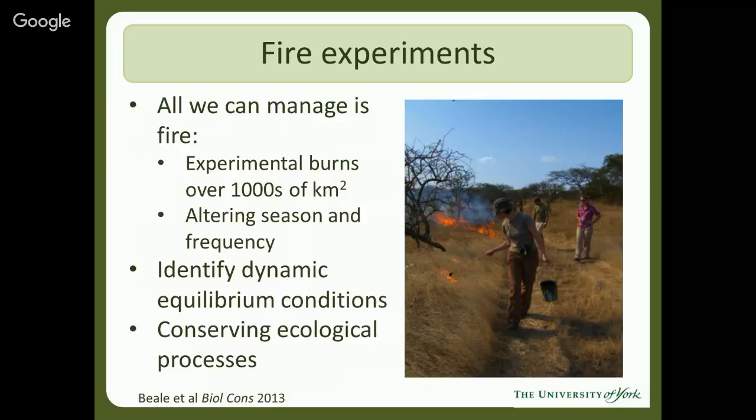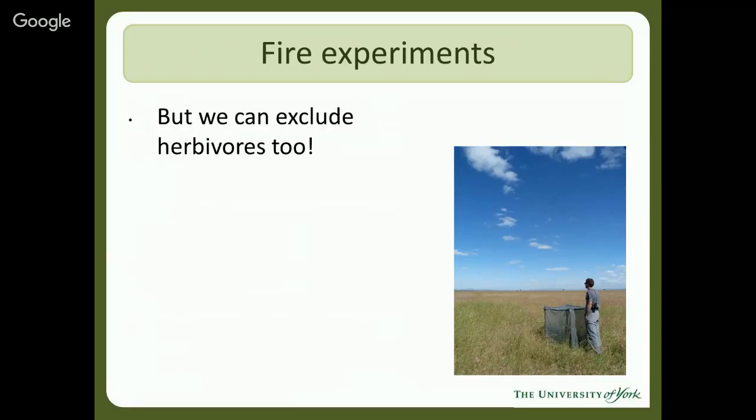We're trying to identify some of the ways these different processes, the herbivores, interact with fire against the background of water availability and soil nutrient. And we're looking at conserving the ecological processes. We're also doing some experiments where we're excluding herbivores across the landscape.